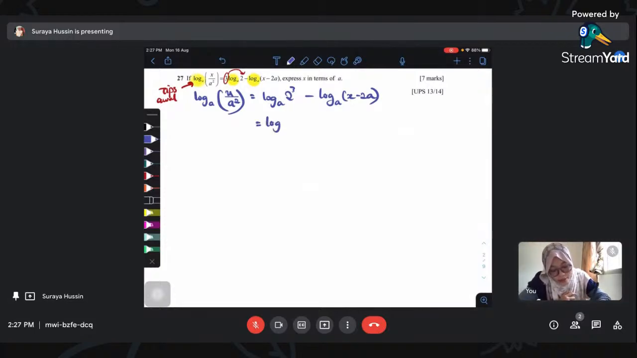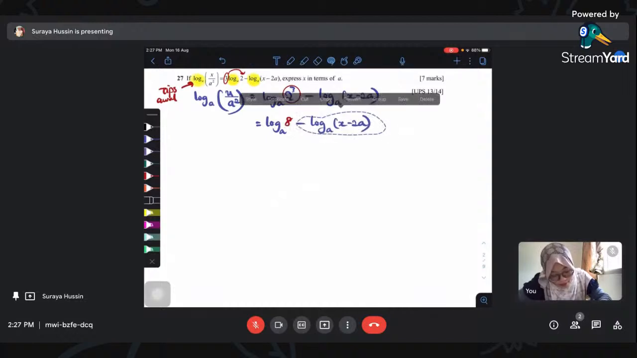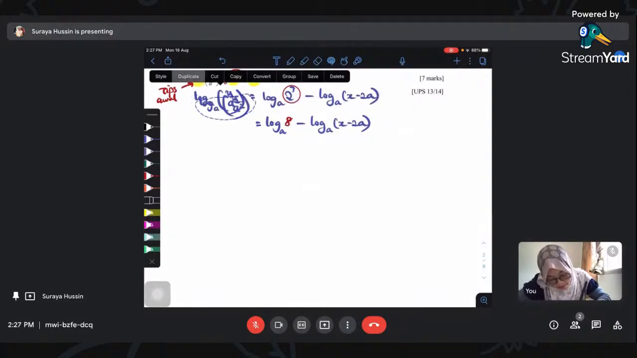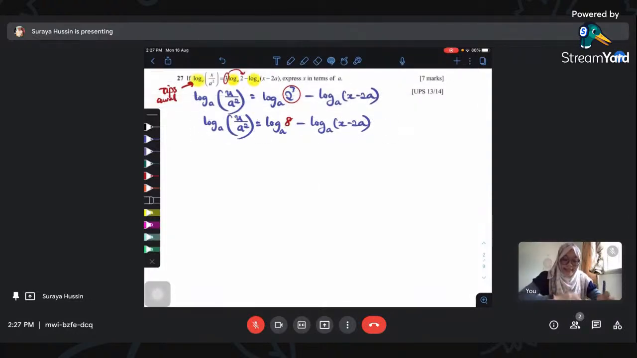You boleh selesaikan 2 cube. You can selesaikan 2 cube ni and you will get 8, base A jangan lupa. And the rest of it you can copy it back. So I just duplicate it.